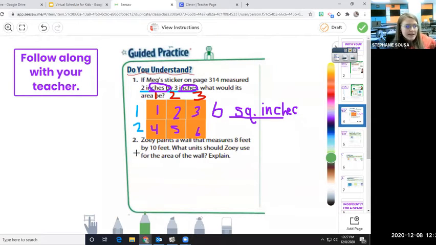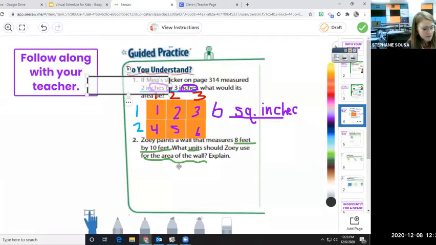So now looking at our next one, question 2, Zoe paints a wall that measures 8 feet by 10 feet. What units should Zoe use for the area of the wall? Explain. Well, we know it's going to be squares. We've said that a bunch of times, but the wall is 8 feet by 10 feet. So that tells me that she should use the area of square feet.